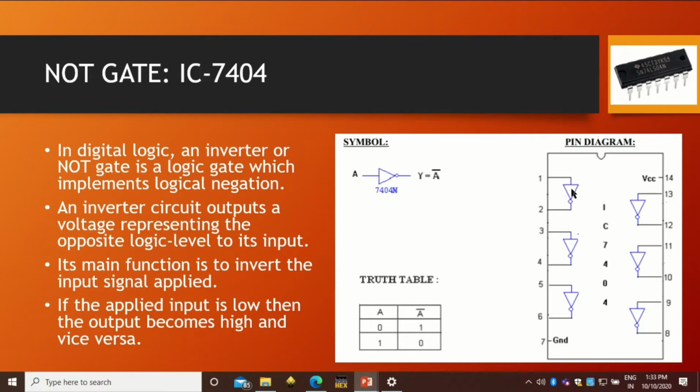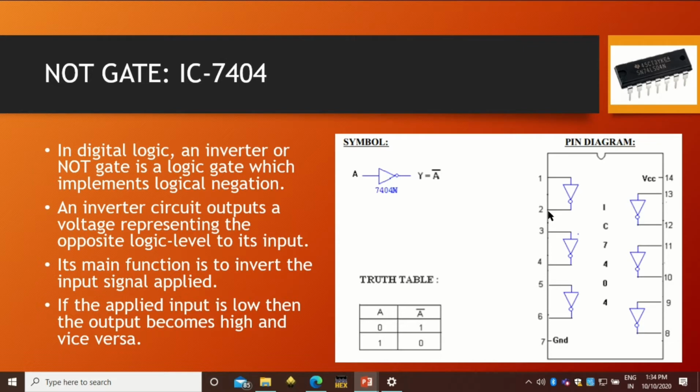This is the pin diagram. Again, this IC comes with 14 pins. If the notch is on the upside, all the left side pins will be from 1 to 7 and the right side pins will be from 8 to 14, where the 7th is the ground pin and the 14th is the positive voltage pin. Unlike the OR gate and AND gate, this has a total of 6 gates in one IC, that is 7404. Because we require just one input and it produces just one output, the first pin can be input and the second pin is output. Similarly, the third pin is input, the fourth pin is output, and so on.